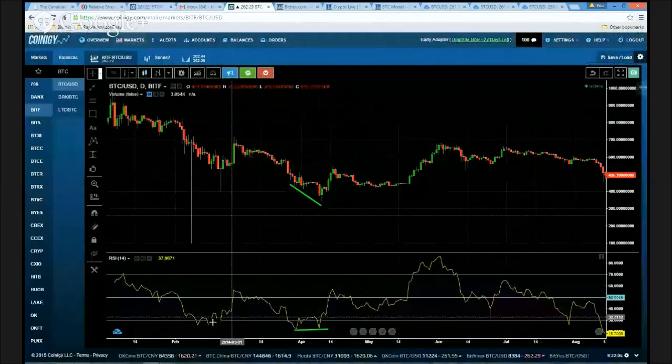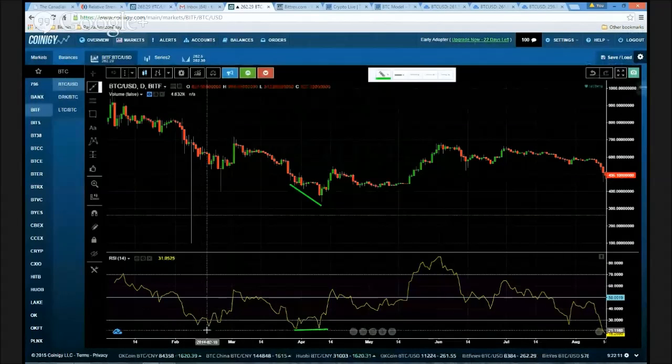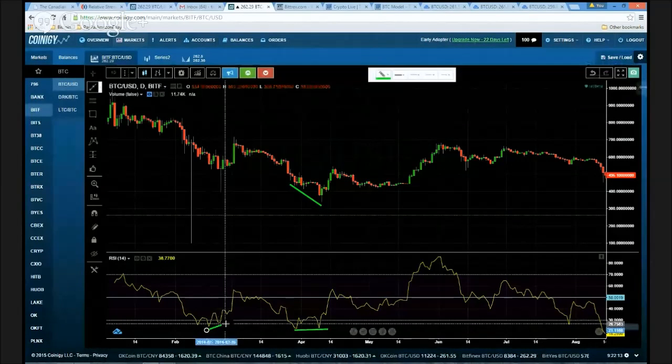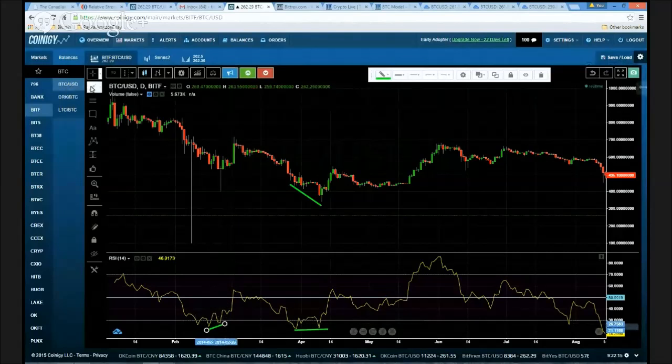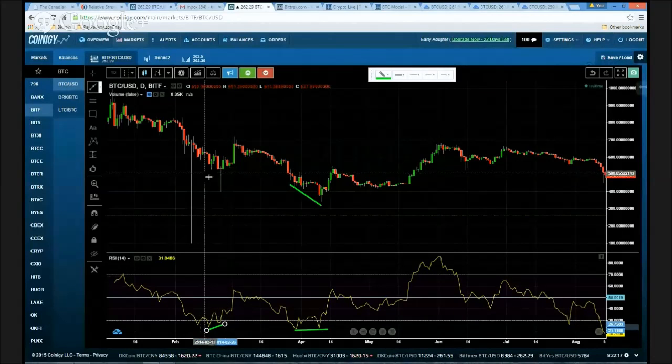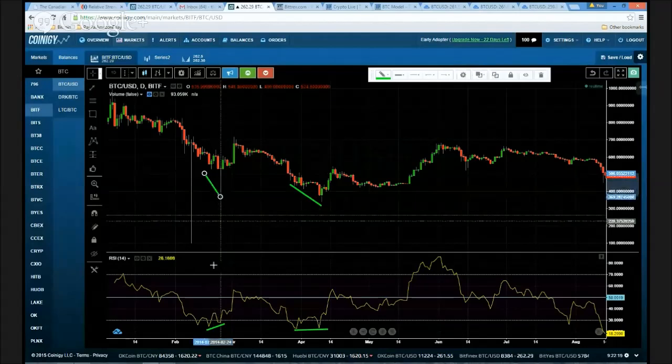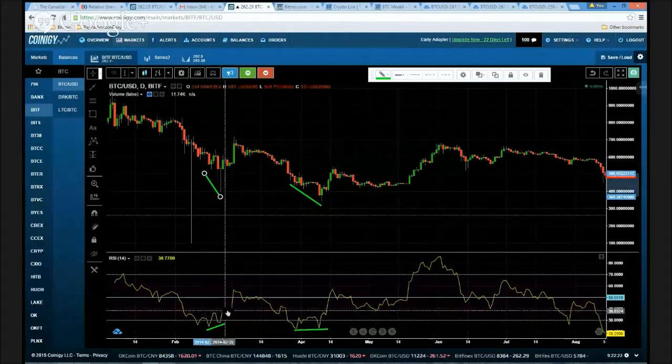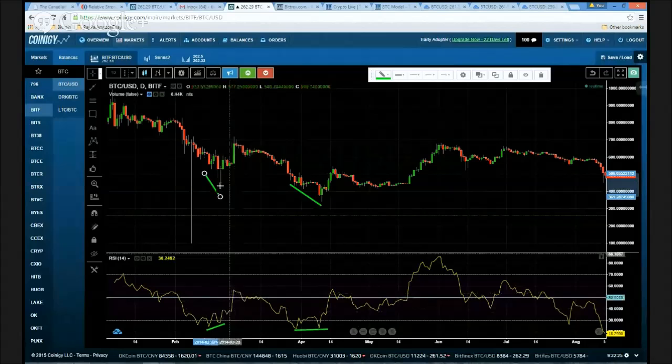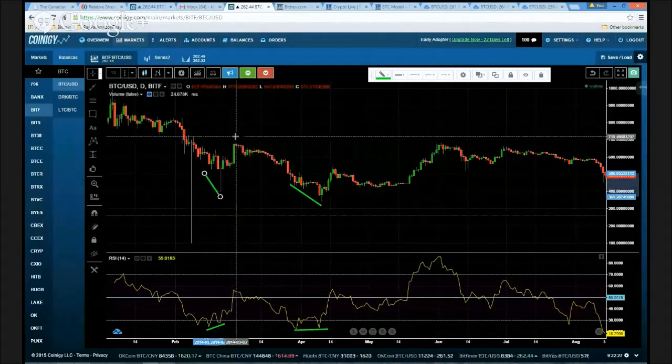Excuse me. Here's a good example of another bull divergence. So higher lows on the RSI, but price made lower lows. And while this divergence was still active, right, price moved up quite a bit.